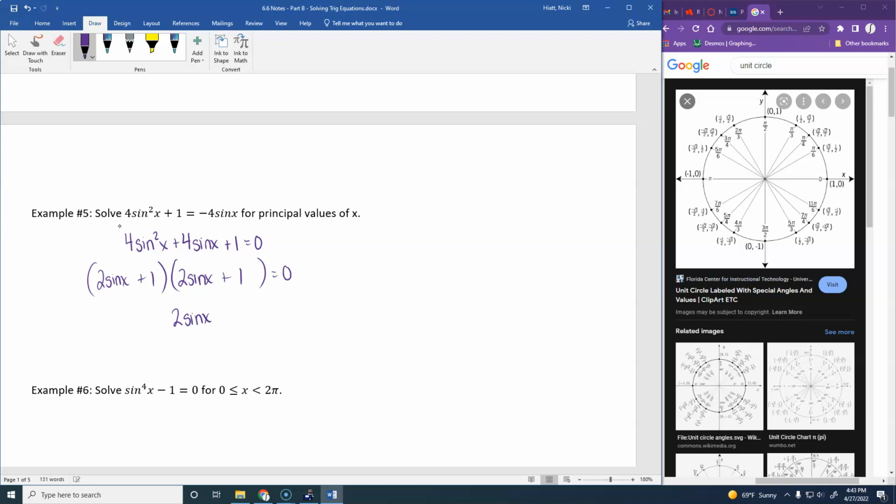2 sine x plus 1 equals 0. So 2 sine x equals negative 1. Divide by that 2. And sine x equals negative 1/2. This problem asks us for principal values of x. So principal values for sine are in the first and the fourth quadrant. We're going to have this sine value right here. We've got that negative 1/2. It looks like it's 11 pi over 6, but because this is principal values, we need to give negative pi over 6 instead.